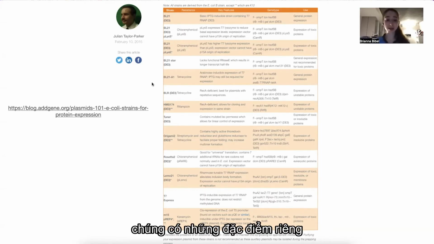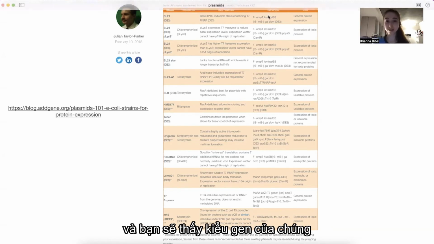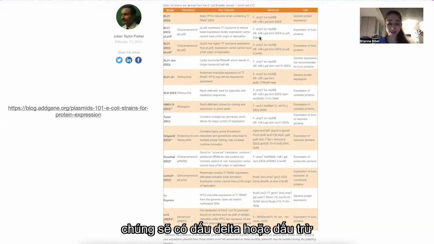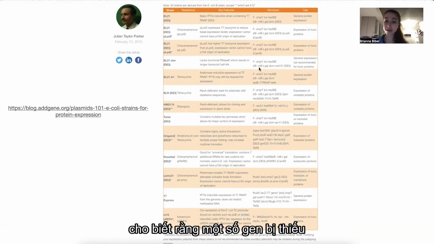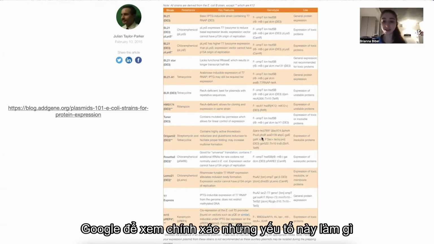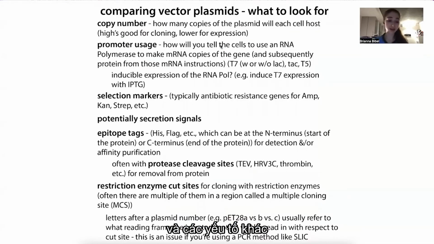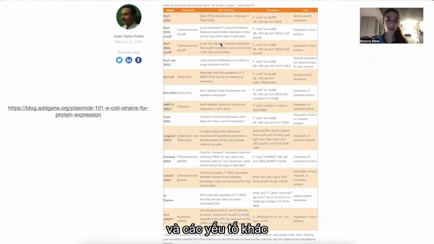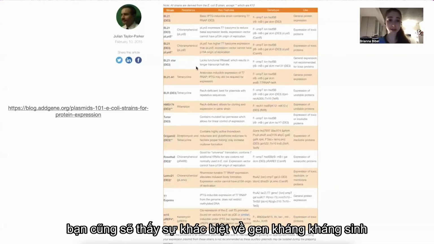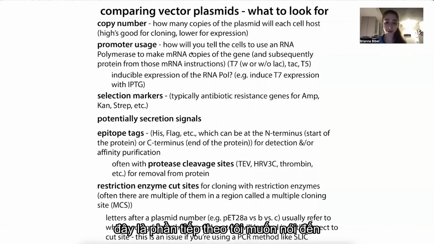You can also see, if you look at the various expression strains, that there are different things that these have, and you'll see the genotype. For some of these, they'll have a delta sign or a minus sign indicating that something's missing, as well as various things like that. And often you can just Google and see what these things actually do. You also see these will have different antibiotic resistance, which is the next thing I want to talk about.